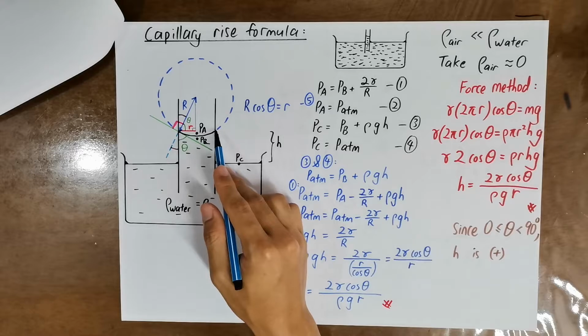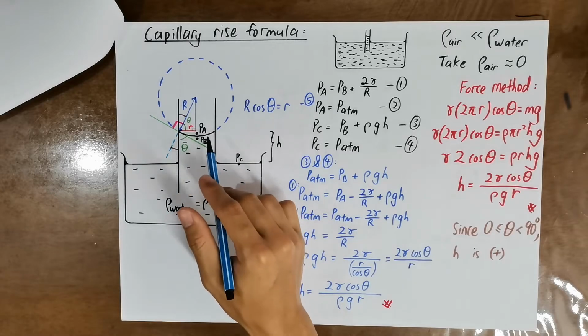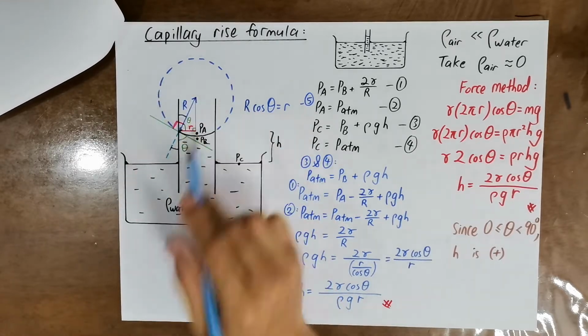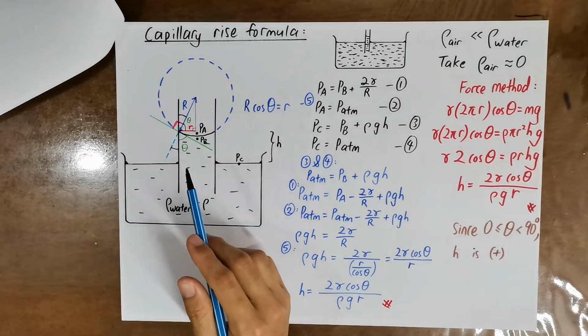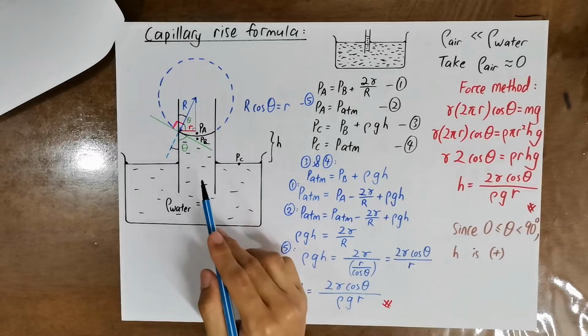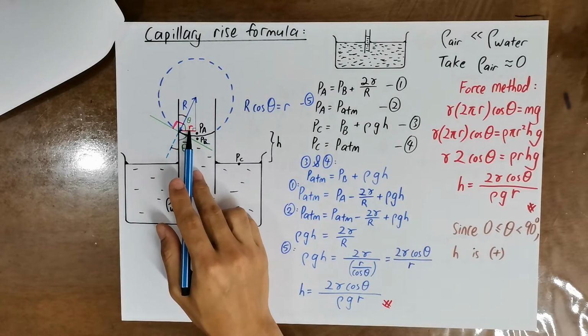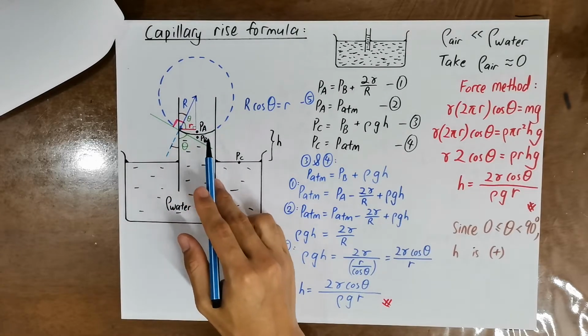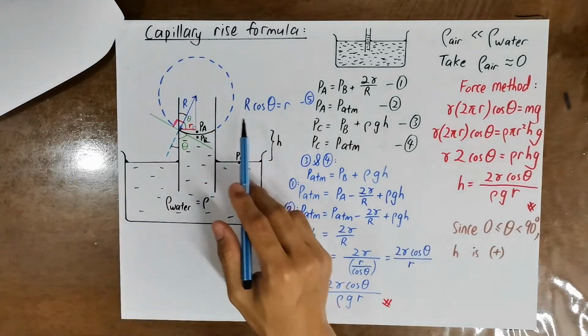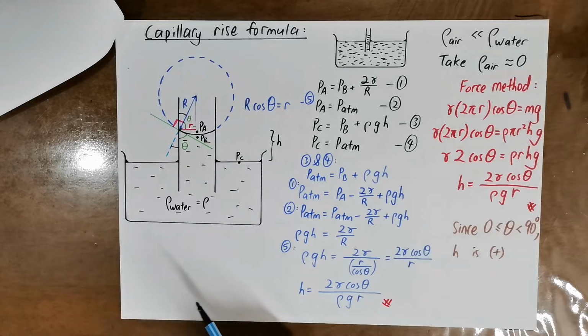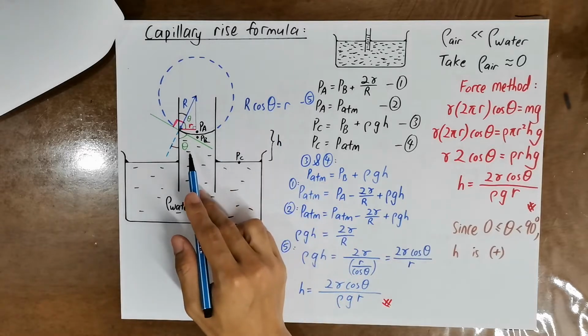I mean, the meniscus is just an arc of the circumference of the circle here. Okay, so first of all, the radius of the capillary tube is small r, and the radius of the circle that you have drawn just now is capital R, and then R cos theta equals r. The theta here is the contact angle.